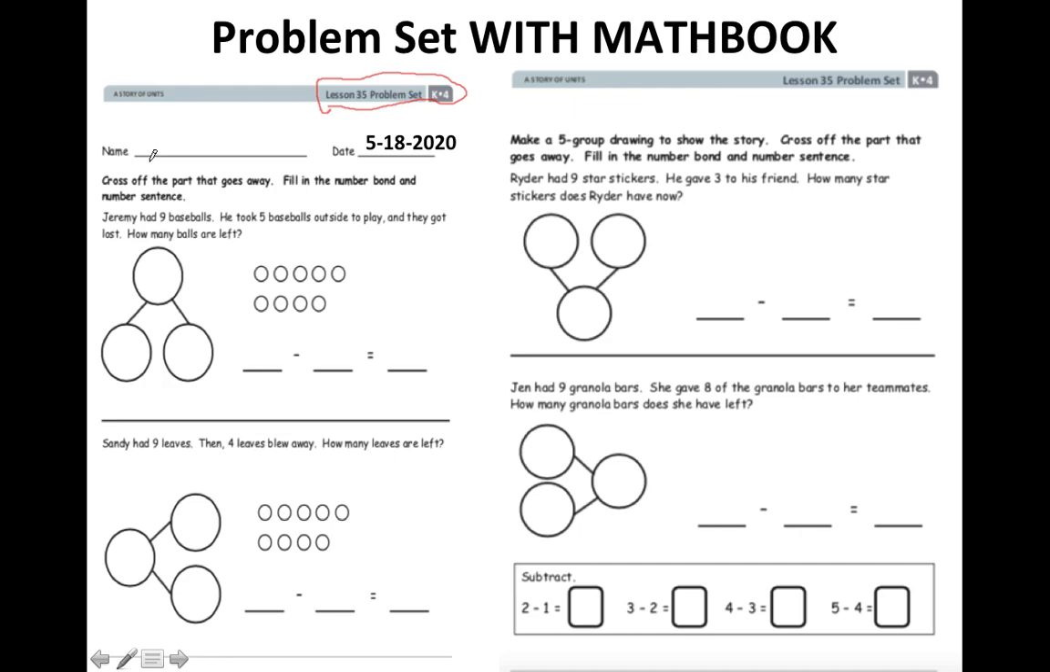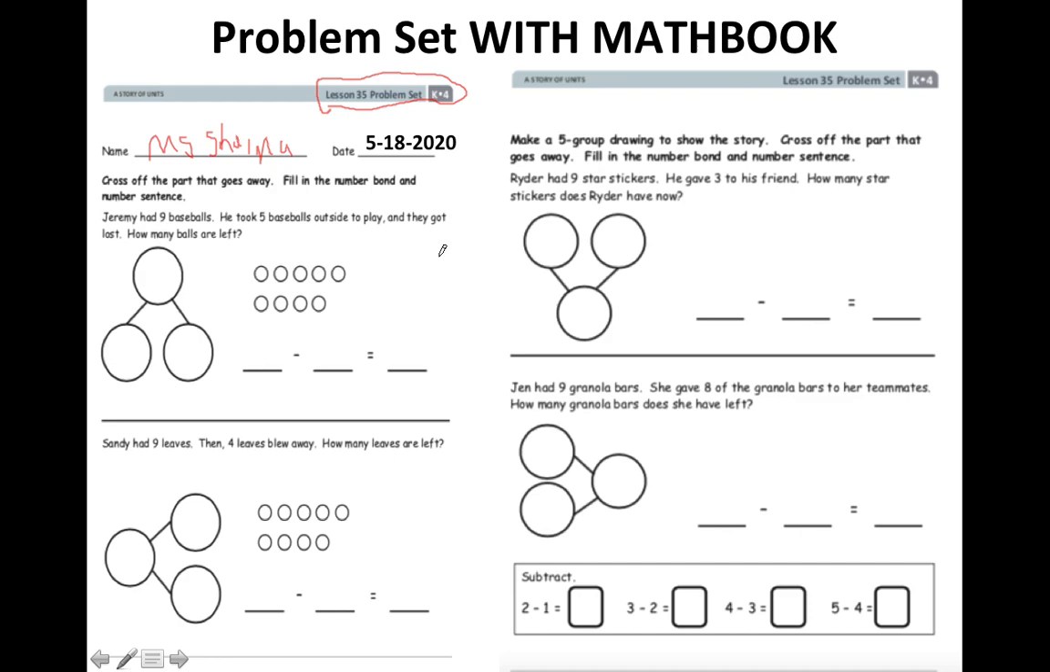So first things first, I'm going to put my name, and today's date is the 18th of May, 2020. We are more than halfway done in May. Cross off the part that goes away. Fill in the number bond and the number sentence.